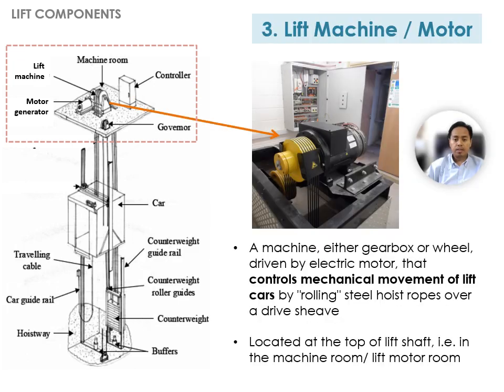The third one is the machine or lift motor. A machine, either gearbox or wheel, driven by electric motor that controls mechanical movement of the lift car by rolling steel hoist ropes over a drive sheave. Located at the top of the lift shaft, for example, in the machine room or lift motor room.